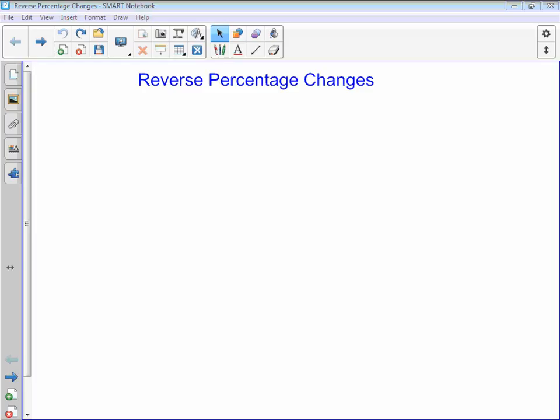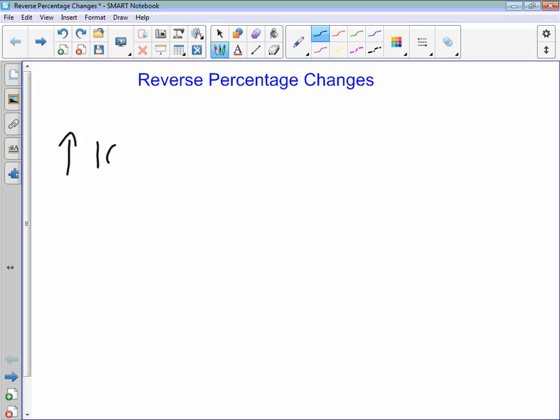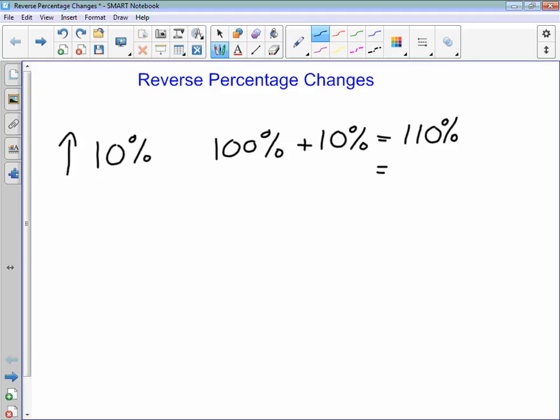In order to complete reverse percentage changes, we first need to make sure we can multiply by percentage multipliers to find percentage increases and decreases. If you are to increase something by 10%, then you have the original 100% of the amount plus 10% added onto it, which gives you 110% in total. 110% as a decimal is 1.1. So to increase by 10%, we would multiply by 1.1.